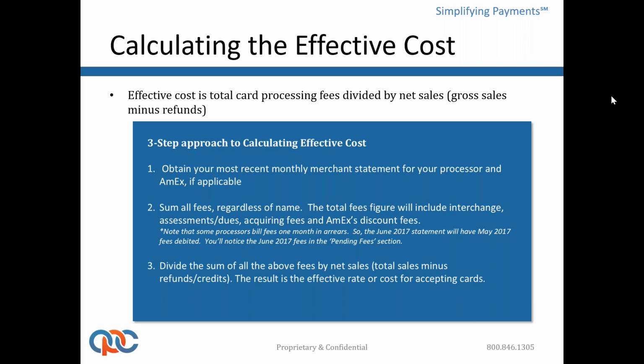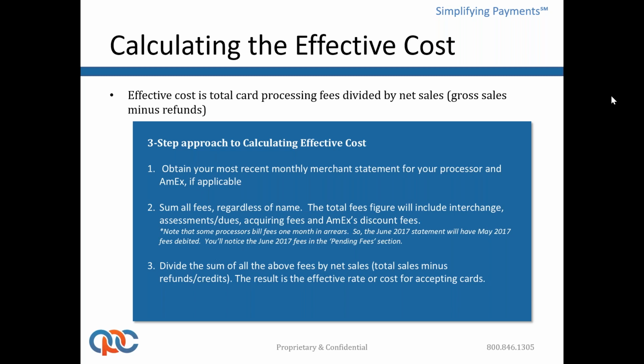And when I say net sales, you want to take your Visa, MasterCard, Discover sales as well as your Amex sales. And you divide them and you get a percentage value. So if your percentage value is 2.13, basically that's a weighted average cost. What that tells you is for every $100 you take in, you're paying out $2.13 in card processing fees.